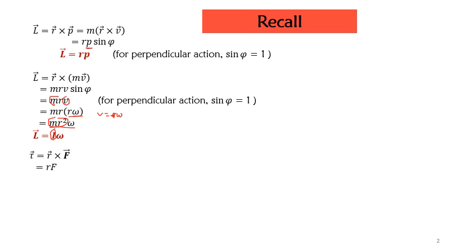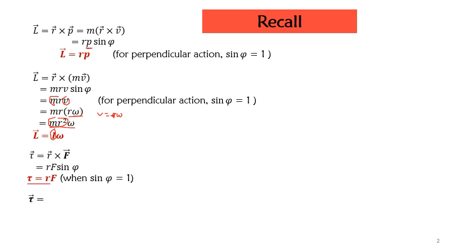Likewise, the torque is also the cross product of the radius of rotation and the force acting on the body in motion, the body making a movement about the axis of rotation. So the force acting on that body, the cross product between the radius of rotation and that force, is r F sin phi, and sin phi is equal to 1.